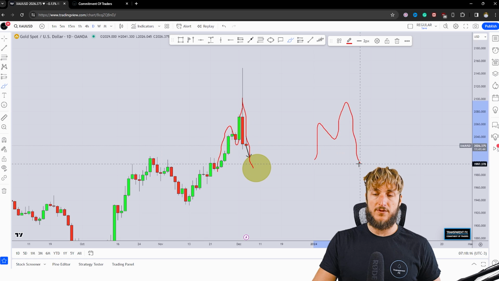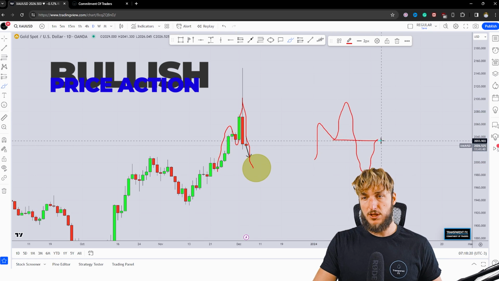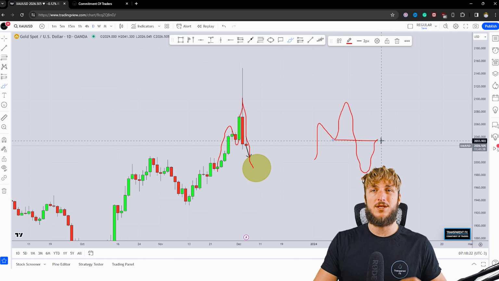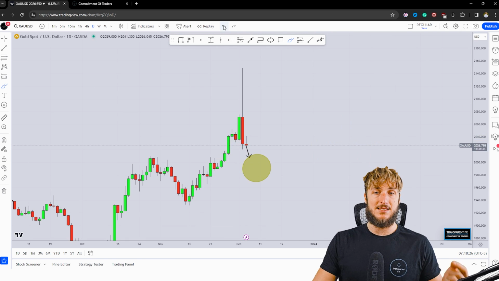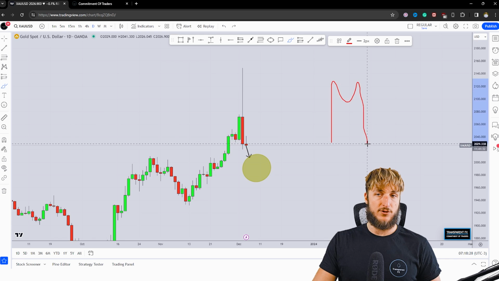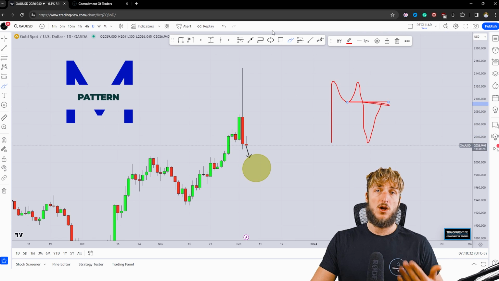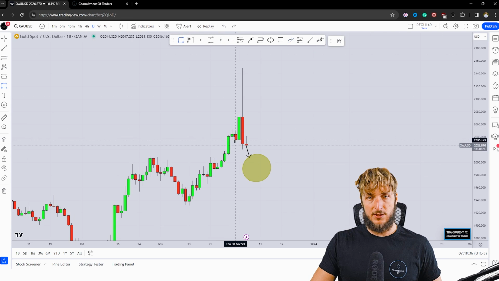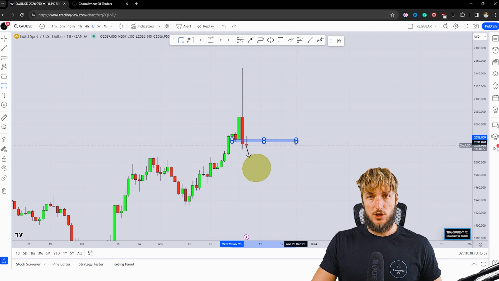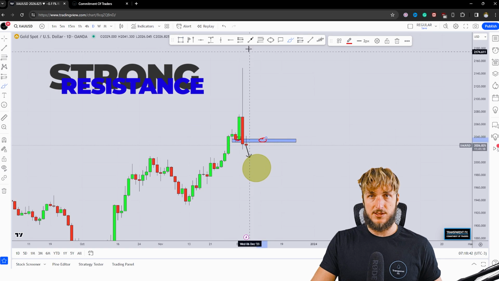Now, after the creation of an M pattern, what we could expect is a rejection to the upside for a completion of the pattern at the neckline. So it is a bullish pattern that the market is creating here from a daily standpoint. And after the creation of such a bullish pattern, we could expect a completion at the neckline of the pattern itself, which in this case would be exactly at this level, the previous daily support turned resistance.